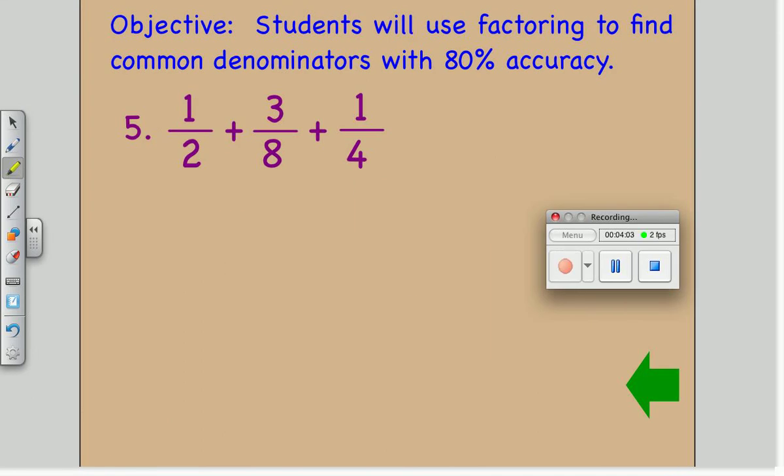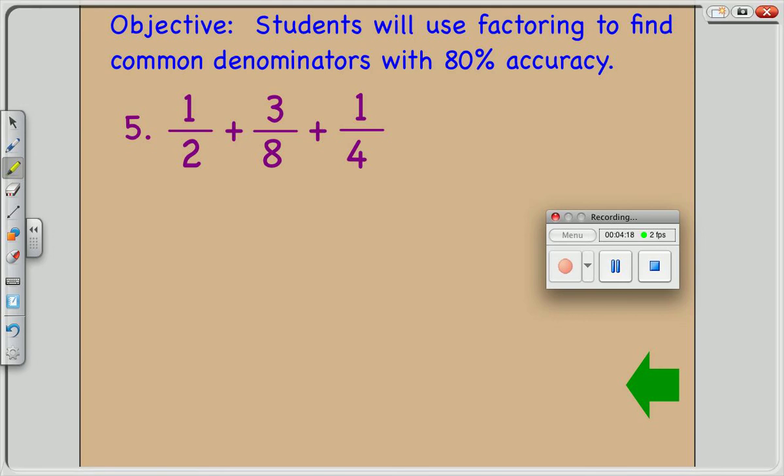So here we have 3 terms. We have 1/2, 3/8, and 1/4. So we have to find a common denominator for all 3 numbers, 2, 8 and 4. Some of you may have recognized right away that 8 can be the common denominator because 8 is a multiple of 2 and 8 is a multiple of 4. So I need to change 1/2 to a denominator with 8ths.